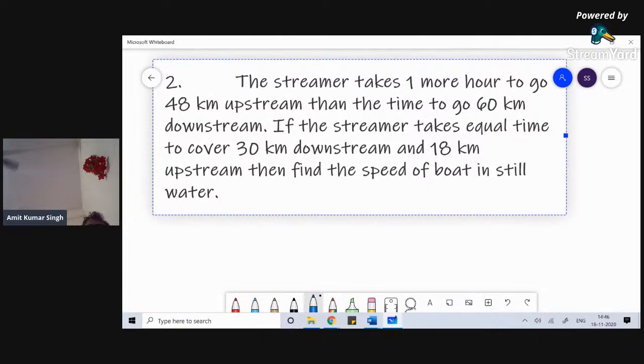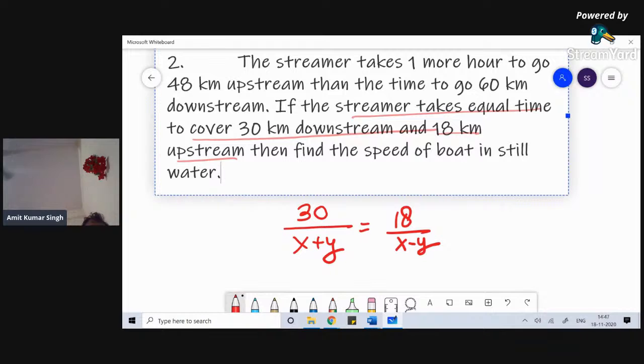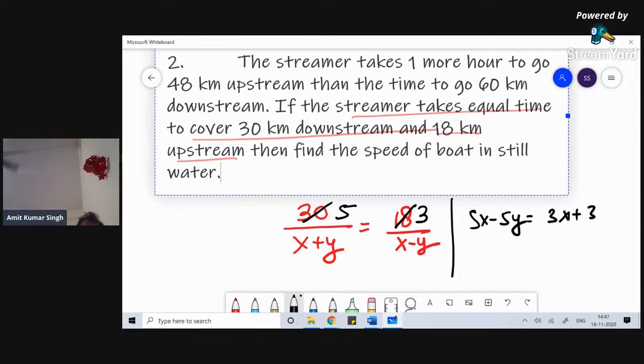See this, if the steamer takes equal time to cover 30 kilometer downstream and 18 kilometer upstream, I'll start with that part. The steamer takes equal time to go 30 kilometer downstream and 18 kilometer upstream. So this is 3 times, this is 5 times. 6 threes are 18, 6 fives are 30. So 5x minus 5y is equal to 3x plus 3y.